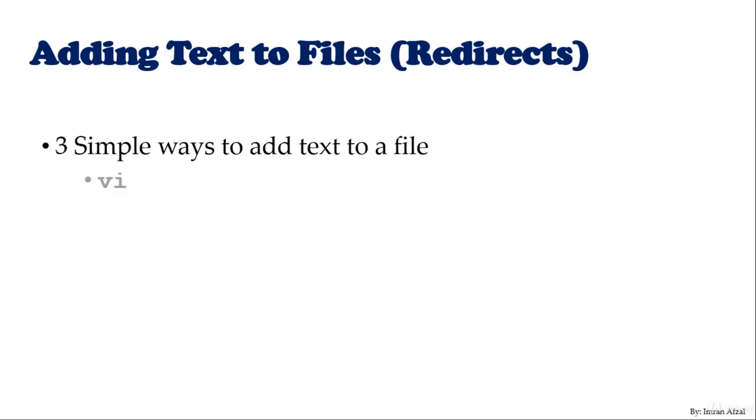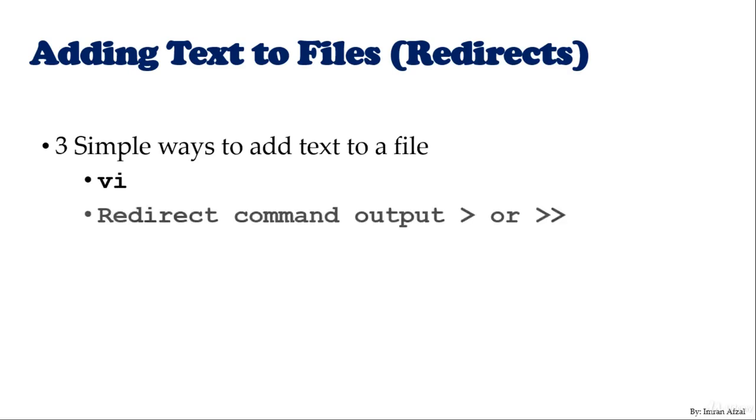There are three simple ways to add text to a file. The first one is through the VI editor. VI is the editor, a command that is used in Linux to create a file and add text messages to it. Then the next one is redirecting command output, using the right redirect and the two right redirects to a file. In this lesson, we'll cover these redirects of a command output into a file.